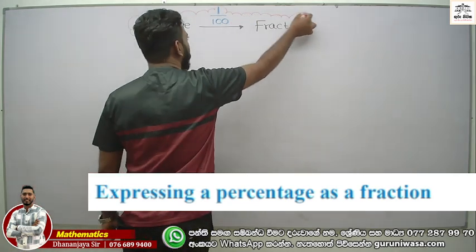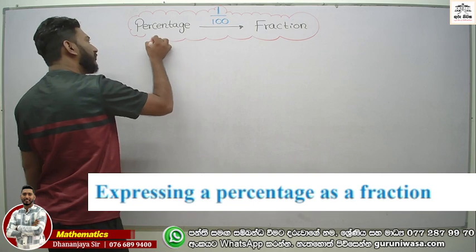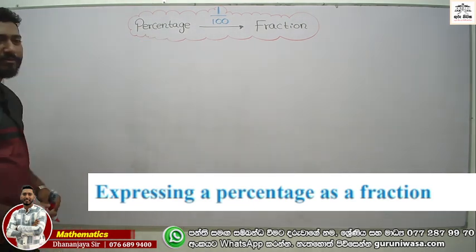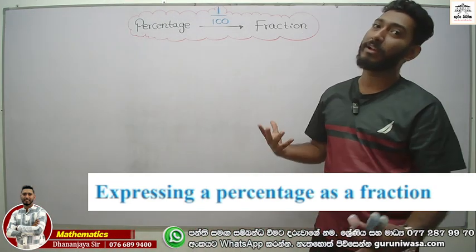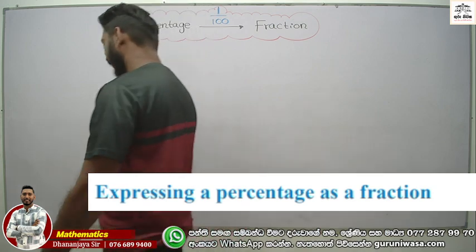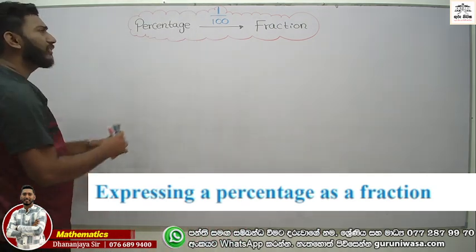You need to multiply by the 1 over 100. That means dividing by the 100, right? Dividing by 100 means you need to multiply by the 1 over 100. Write the note. This is your note.